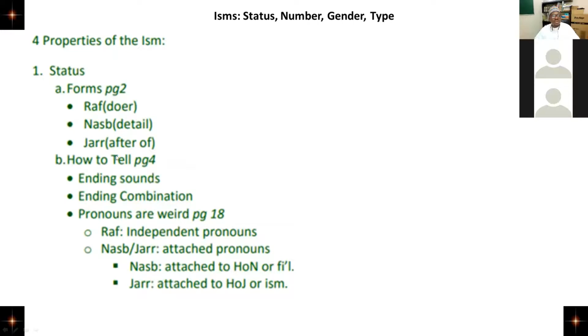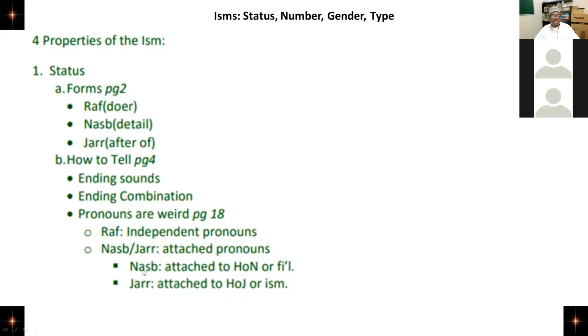And for you to be able to identify the status in these three forms, you need to look at the ending sounds and the ending combinations. Ending sounds are for singular words as well as plural non-human or human broken plurals, while the ending combinations are for the pair words or dual words as well as plural words. Pronoun is a very interesting type of ism. It has its independent form, and then it has its attached form. The independent form is always in rafa status.